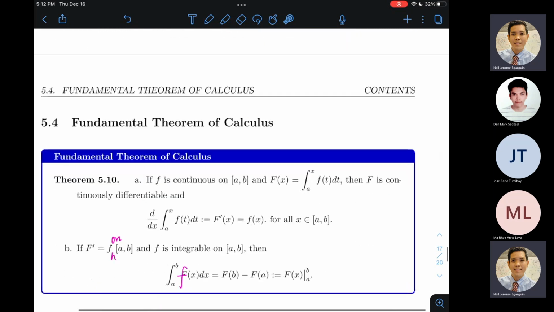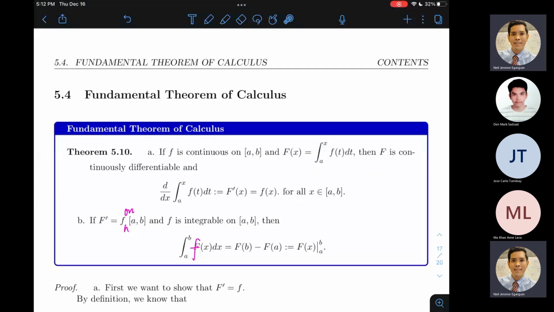Titingnan lang natin ng mabilis yung fundamental theorem of calculus. Okay? And this is the same old theorem that you know from Math 36. Ito yung una, yung section A niya. Siya yung basically nagsasabi na ang integration ay inverse process ng derivatives. Kaya ang ibang tawag sa integral ay anti-differentiation.